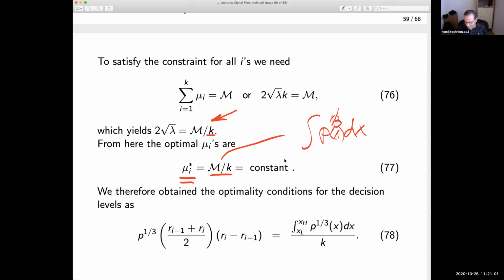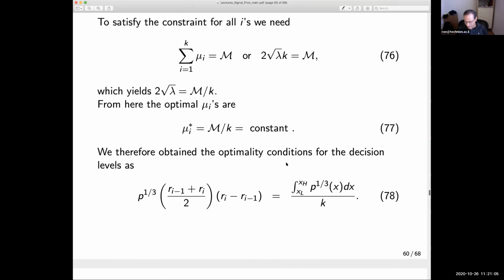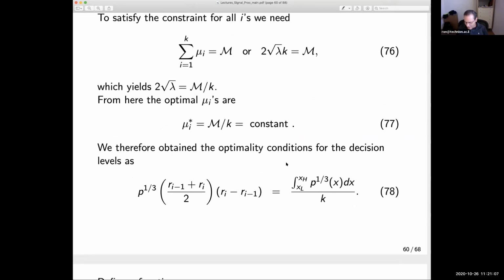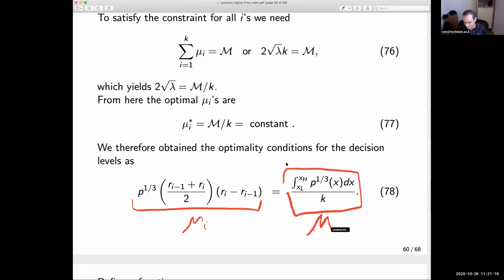So what do I know? I know that my mu_i equals nothing but the sum over the probability divided by k. This is the constant, the m constant, that I'm looking for.